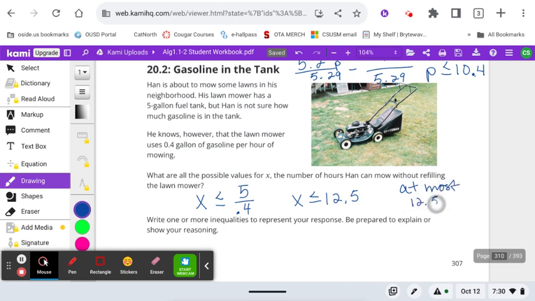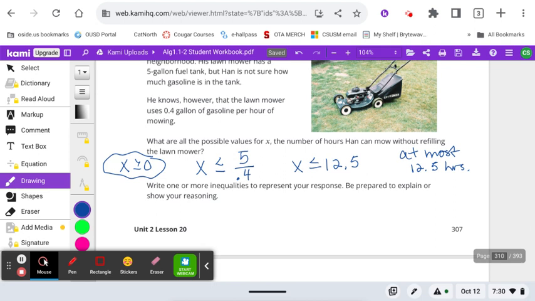Now, some of you had a conversation about how we couldn't have any negatives. Like the number has to be greater than or equal to 0. If he has 0 gallons, he can mow for 0 hours. That makes sense. But there's no such thing as negative time, right? So we do also want to comment on the fact that x needs to be greater than or equal to 0 to make sense in this problem. Write one or more inequalities to represent your response. And so, sorry, this guy could go down here. This guy could go down here. And the answer is at most 12.5 hours.